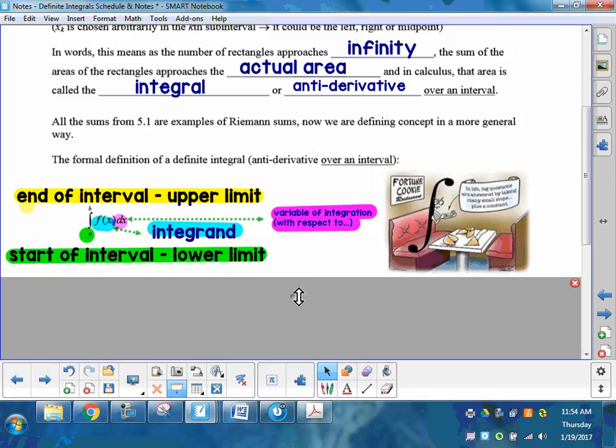Here's what you need to know. The upper number is the end of the interval that you're collecting under the curve. The bottom number is the start of the interval, or the lower limit. The function is called the integrand, whichever way you choose to say it. And then whatever variable you're taking the integral with respect to. Sometimes there's dy's. dx collects the area going left and right. dy would collect the area between your function and the y-axis. But then everything's in terms of y.